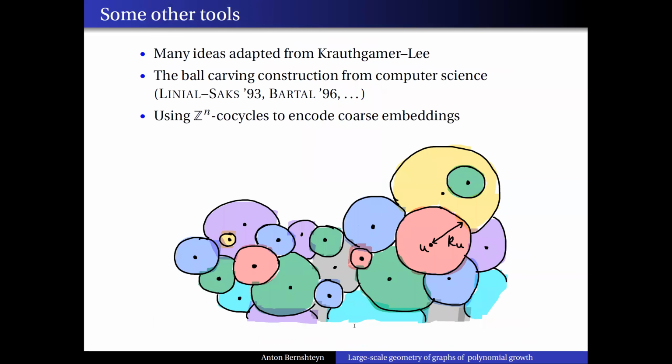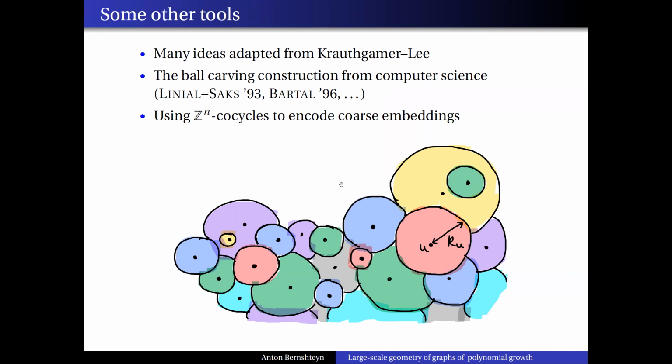Okay, so this is the last slide, just to say that there's more stuff that goes into this. I should say that a lot of the arguments that we make are adapted from the proof of the Krauthgamer and Lee theorem, but strengthened or extended or generalized. In order to construct these padded decompositions, we use a ball carving technique, which is common in computer science. I'm giving some citations, but it's been used a lot over the years.